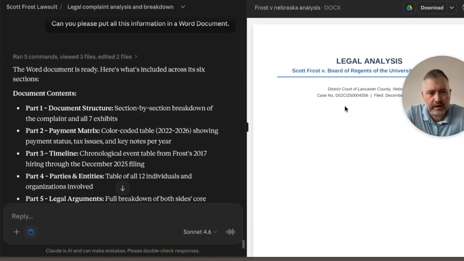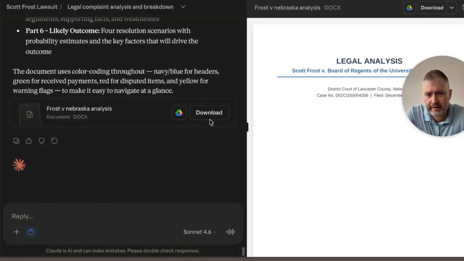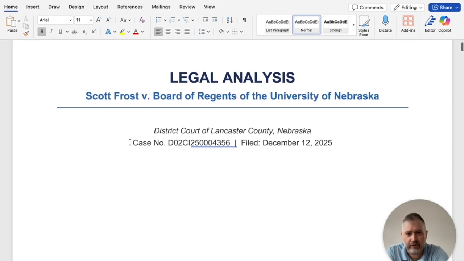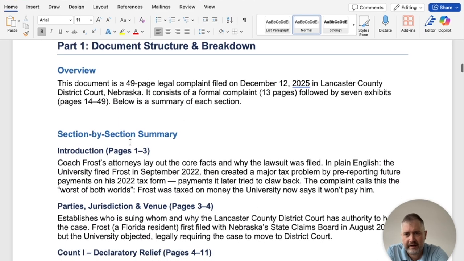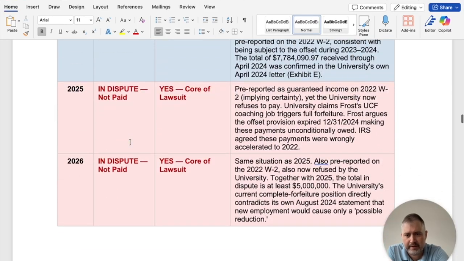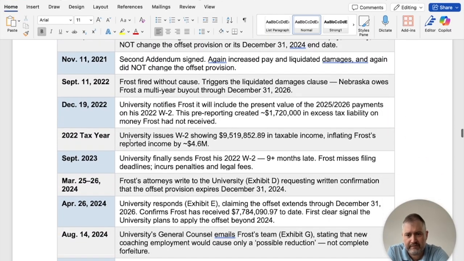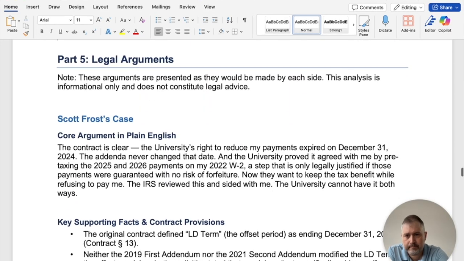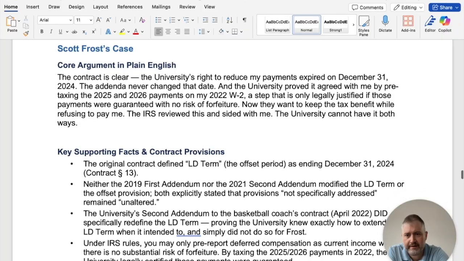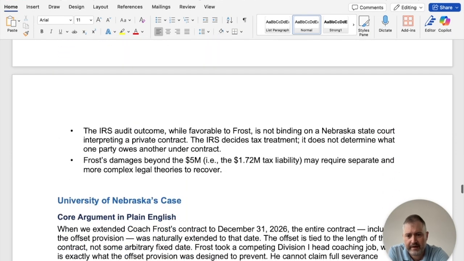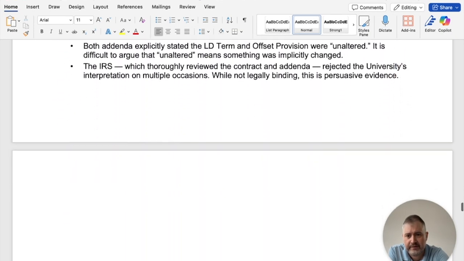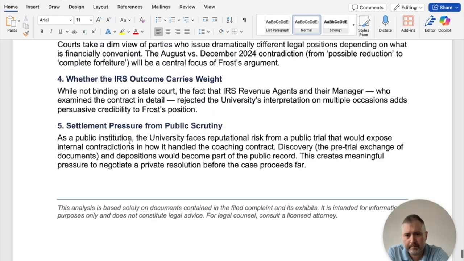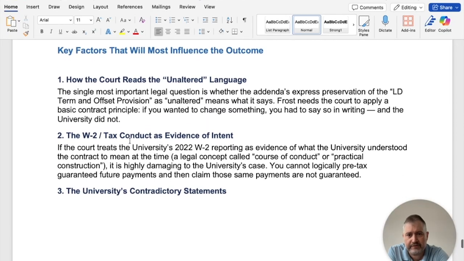All right, so the Word document is ready, and hey, let's download it. All right, so we have our legal analysis that we created in Claude in a Word document. We have, this is the part I love, the payment matrix right here. We have a timeline of key events, and we have individuals and entities involved. All right, we have legal arguments in Scott Frost's case. We have University of Nebraska's case, weaknesses as well. We have likely outcomes of this, and we have the key factors that will influence the outcome.